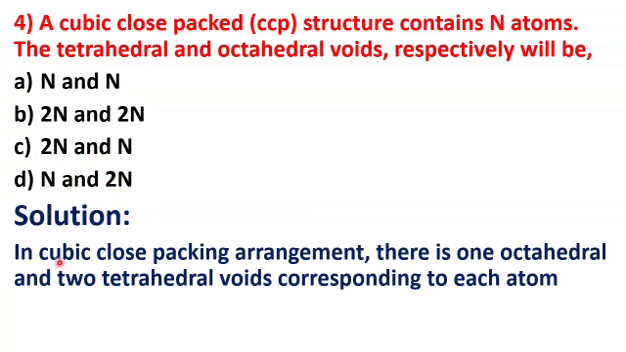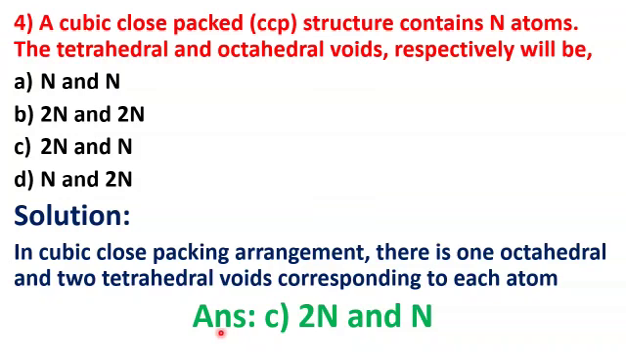Solution. In cubic close packing arrangement, there is one octahedral and two tetrahedral voids corresponding to each atom. Hence, correct answer is option C, 2n and n is the number of tetrahedral and octahedral voids respectively. So, you have to remember that in cubic close packing arrangement, there is one octahedral and two tetrahedral voids for each atom.